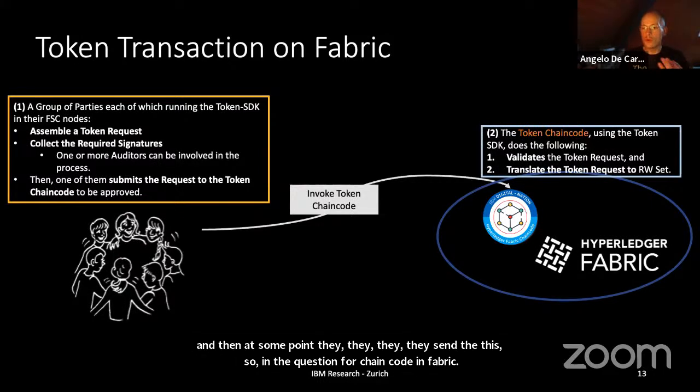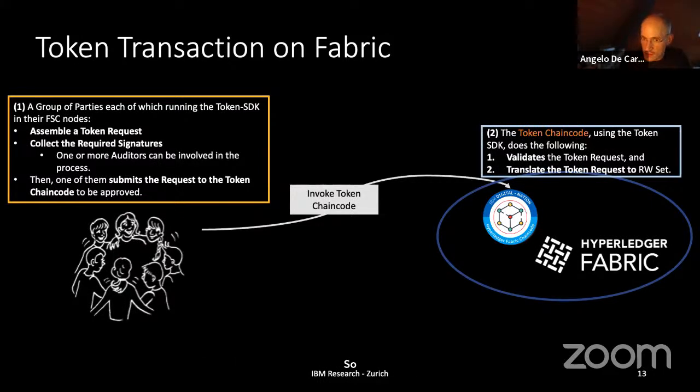So the chain code will do the following: it will validate the token request, and then it will convert it to a read-write set. This is just plain Fabric. There's nothing special. Now, what I want to stress is that if we are using zero knowledge to protect the privacy of this group of parties on the left-hand side, the token chain code will receive only zero knowledge proofs, and it will not learn anything about the transaction apart from whether the transaction is valid or not, if these operations are valid or not, but nothing else. The chain code will not learn anything else.